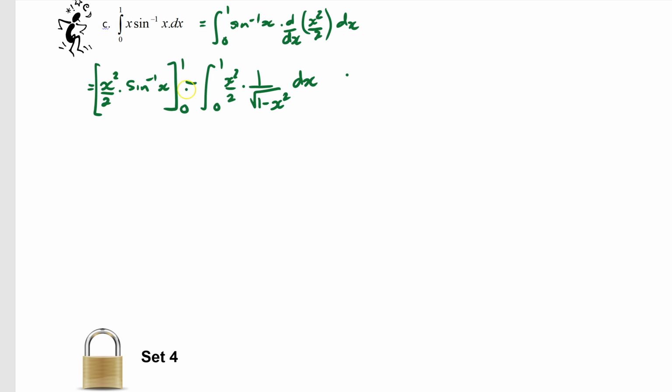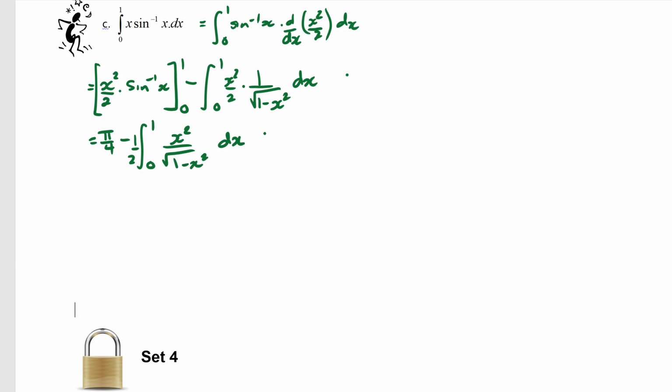Now this part here I will evaluate, so when I put the 1 in here I've got a half sine to the minus 1 of 1, which is pi on 2, so half pi on 2 will give me pi on 4, minus, when I put the 0 in I've got 0. And then minus this integral here, 0 to 1, I'll actually take this 2 out the front just to make it look less cluttered. So half x squared on the square root of 1 minus x squared dx.